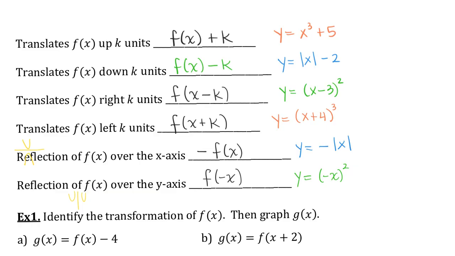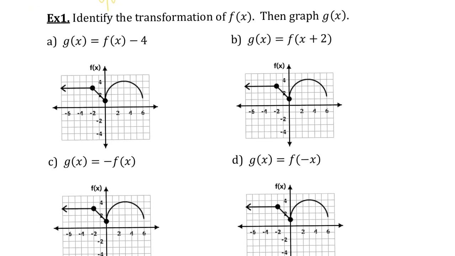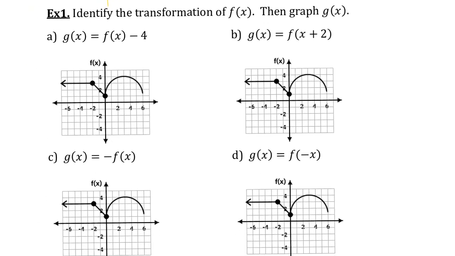Okay, for the first example, we're just going to look at it and identify the transformation of f of x so we get used to looking at it. Then we're going to regraph the function as well. Okay, this is g of x equals f of x minus 4. So I'm taking f of x and I'm moving it down 4. So the transformation is it goes down 4 or it translates down 4.